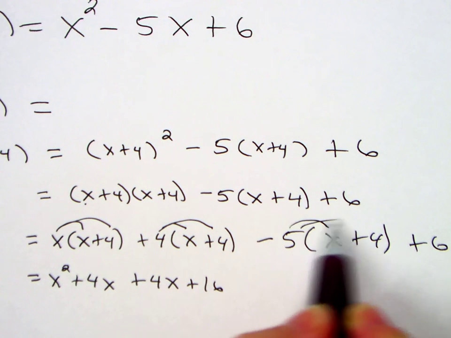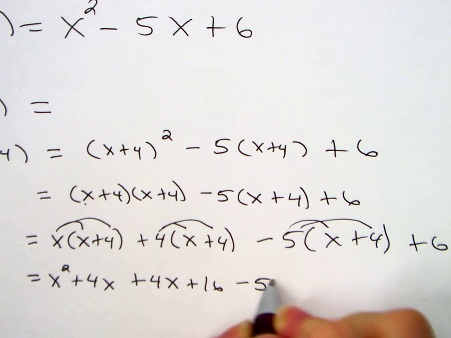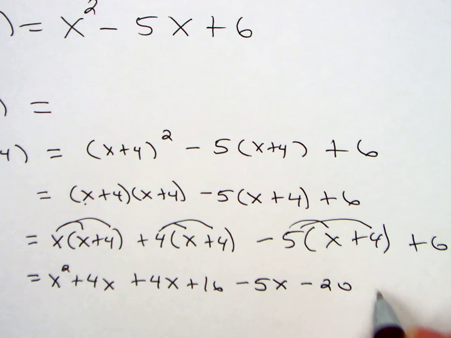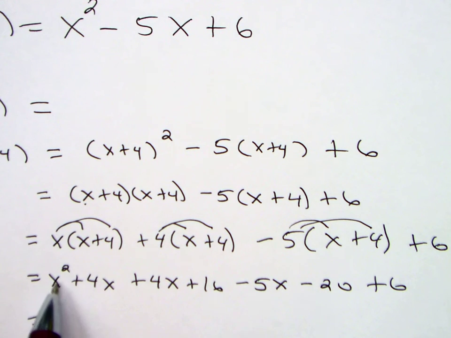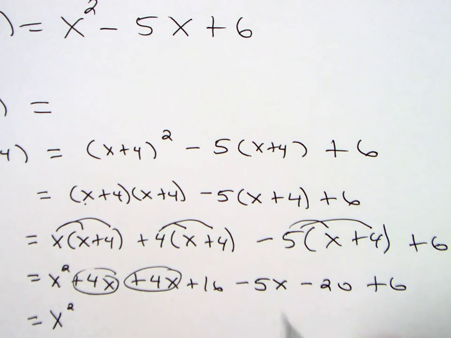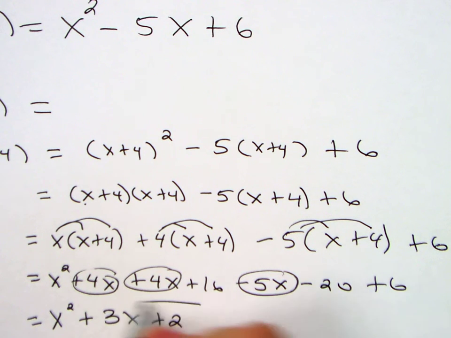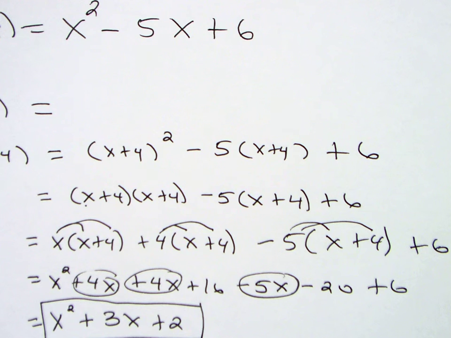Now I'm going to distribute over here. What do you get when you distribute the negative 5? Negative 5x minus 20 plus 6. Make sure you do not distribute that to the 6. Only stuff that's inside the parentheses. Now we're going to combine like terms. We have x squared. I have 4x, 4x, and what else? Negative 5x. What's that give you? 3x. 16 minus 20 plus 6 is 2. And we're done. So again, not really difficult, just kind of obnoxious, right?